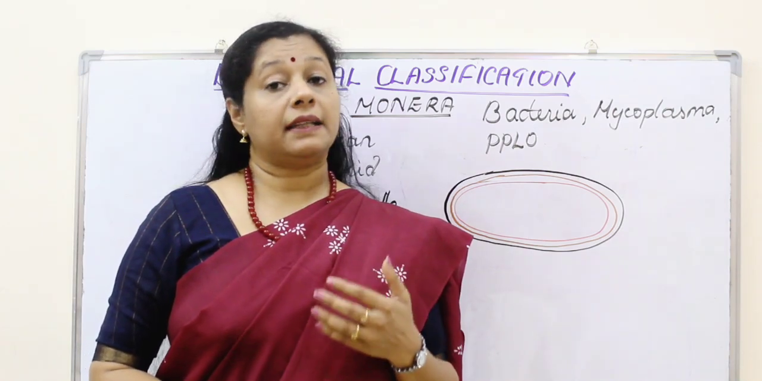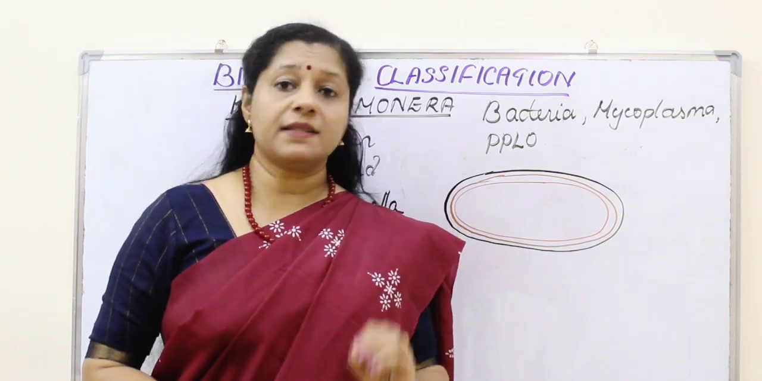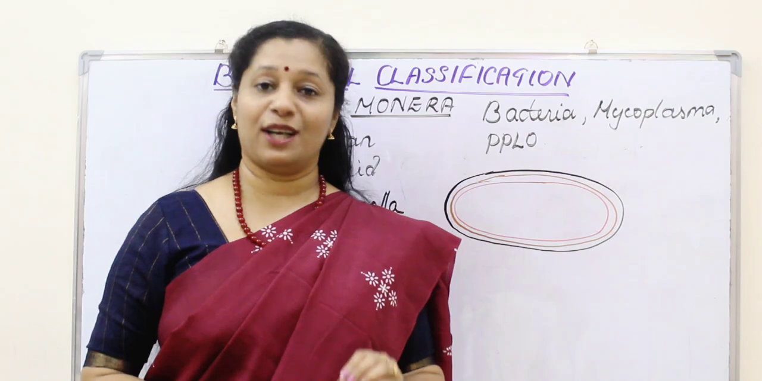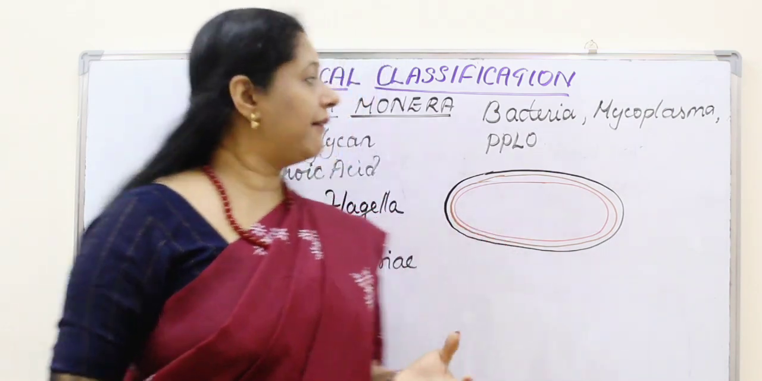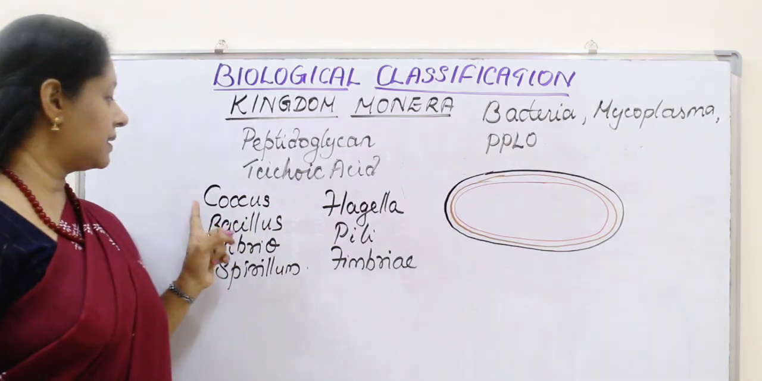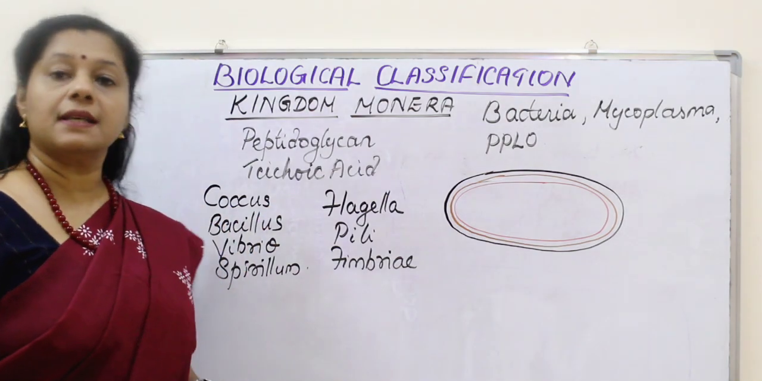Now they show a lot of metabolic diversity also. Their body is very simple, but their behavior is very complex. So if you classify bacteria based on their shape, we have 4 types of bacteria. First is coccus, second is bacillus, third is vibrio, fourth is spirillum.